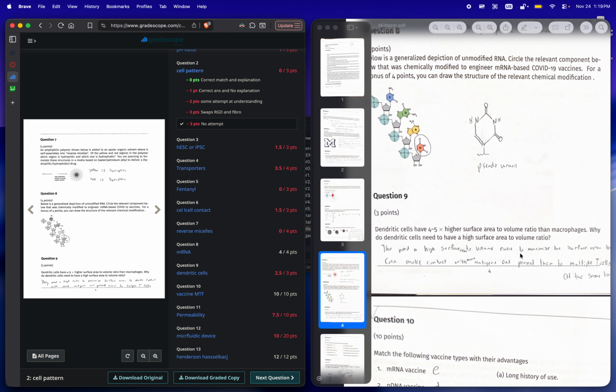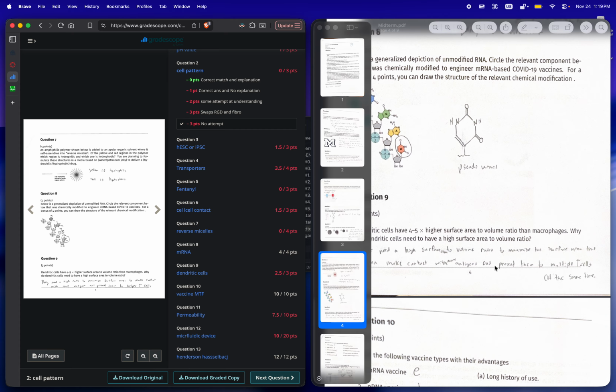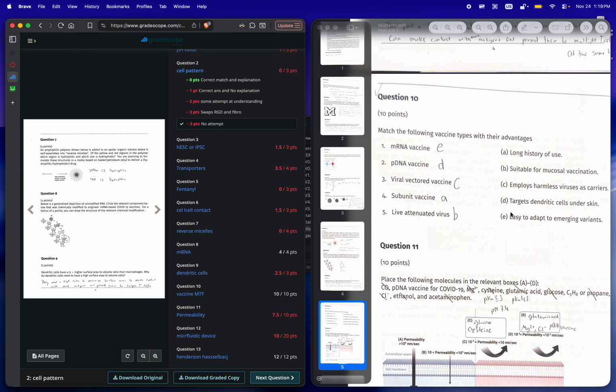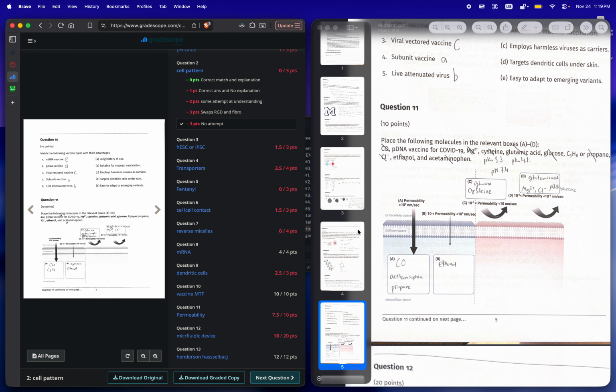So for dendritic cells, they need a high surface to volume ratio, so they can maximize the surface area that they can make contact with antigens with. And then they can also present those antigens to multiple T cells at the same time, which is really important. And that's why they need that really high surface area ratio. Here, question 10, I got that right.